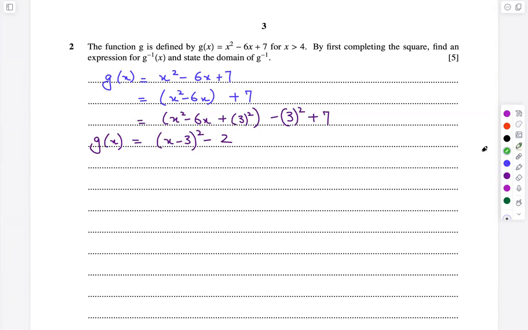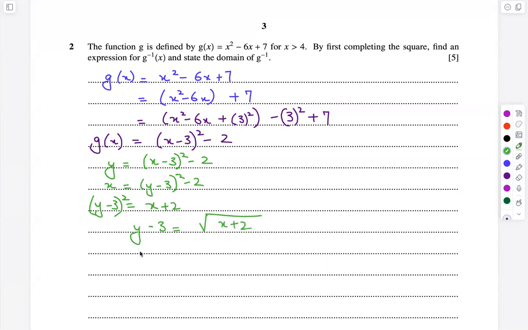Now to find g inverse, we first write y in place of the function. In this case, the function is g of x, so this will become y equals x minus 3 whole squared minus 2. Now interchanging the values of x and y, this will become x equals y minus 3 whole squared minus 2. Taking 2 to the left hand side, we'll get x plus 2 is equal to y minus 3 whole squared. Now taking the square root on both the sides, we'll get y minus 3 is equal to the square root of x plus 2.